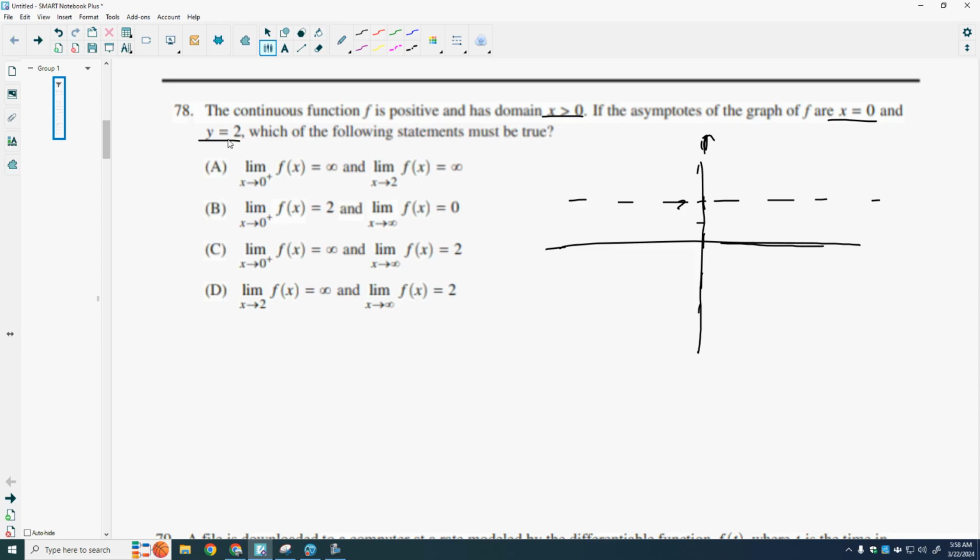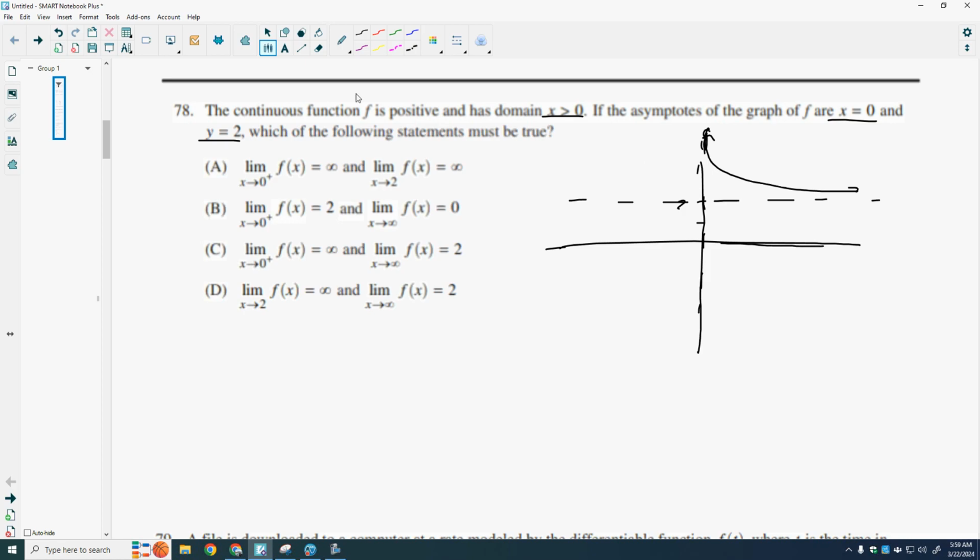What does a horizontal asymptote of y equals 2 mean? The limit as x approaches infinity, because we can't go to negative, as x goes to infinity, will approach the line. So my graph is going to come here and like that. It has to.